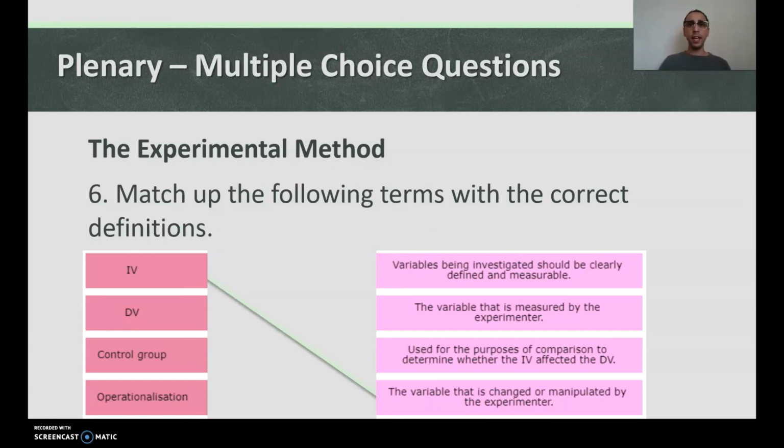The DV is the variable that is measured by the experimenter. Good. The control group is used for the purpose of comparison, right? A control group is the one that you're comparing the experimental group with. And then operationalization is obviously being able to measure the variables.